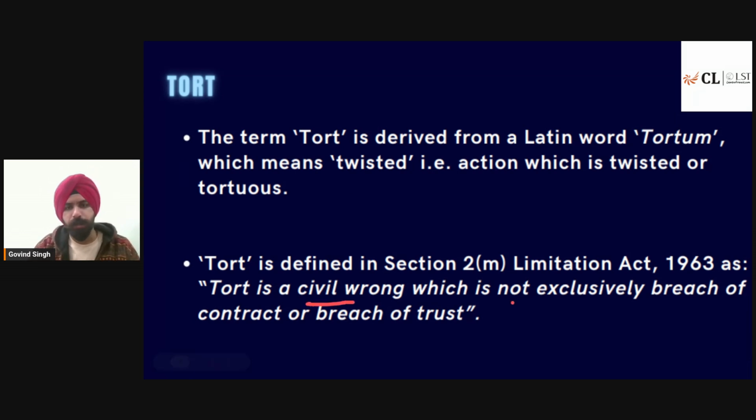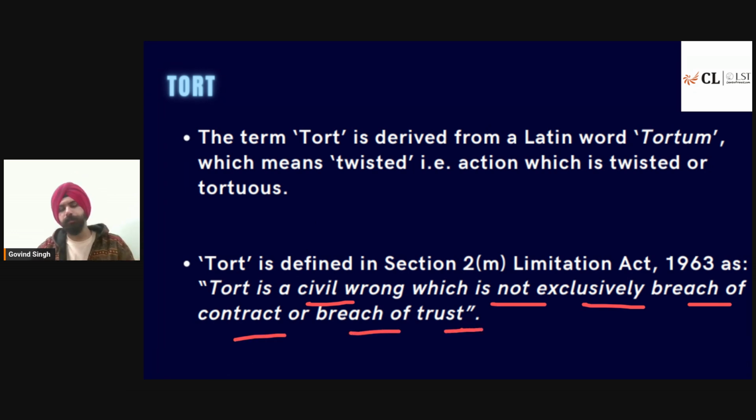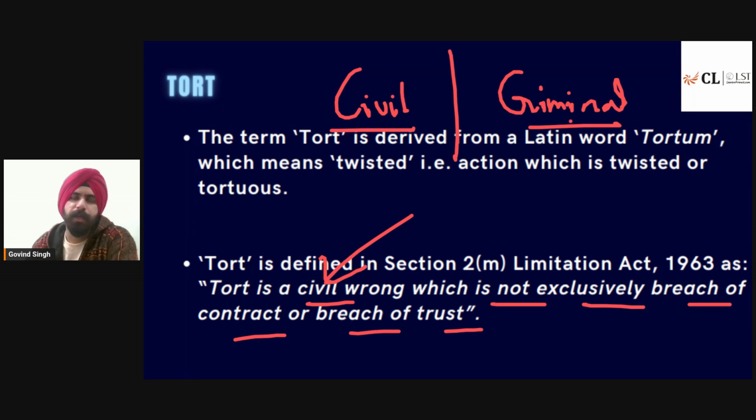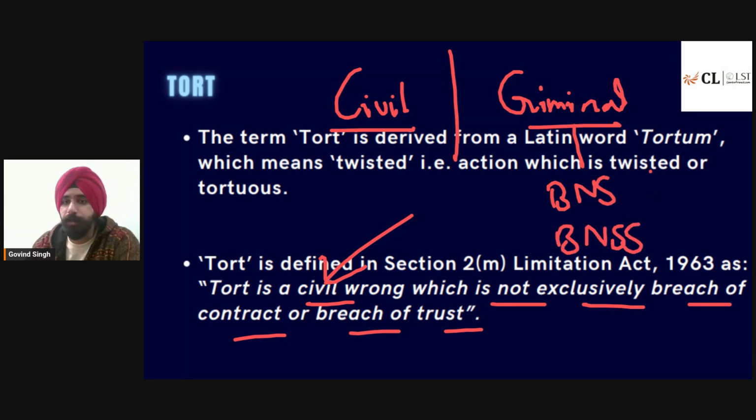Tort is a civil wrong, which is not exclusively breach of contract or breach of trust. So here we saw 4-5 new words. Let's understand what they mean. Civil wrong. There are two types of wrongs: civil wrong and criminal wrong. We'll talk about this in detail later, but for now, let's just understand that criminal wrongs are concerned with crime or criminal activities and are punished by BNS. And the procedure is mentioned in BNSS. Earlier, it used to be IPC and CrPC.